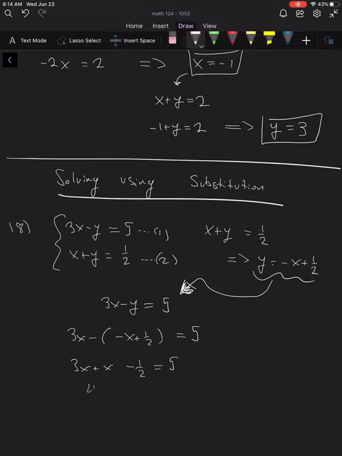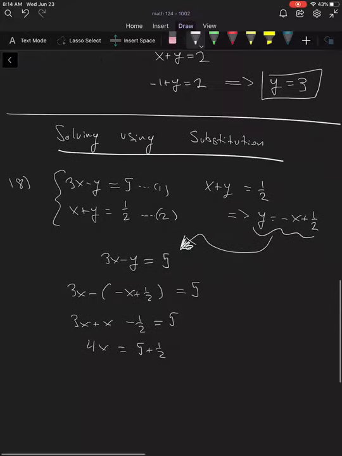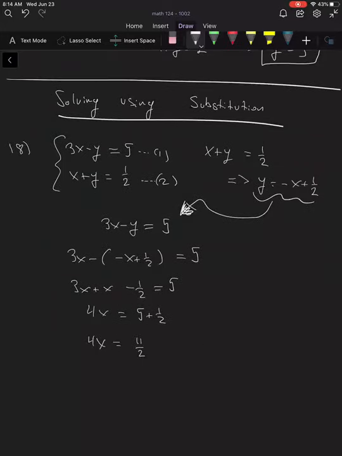Okay, so then we have 4x is equal to 5 plus 1/2. So we have 4x is equal to 11 over 2. And then, divide by the 4, we have x is equal to 11 over 8. So we found what x is.